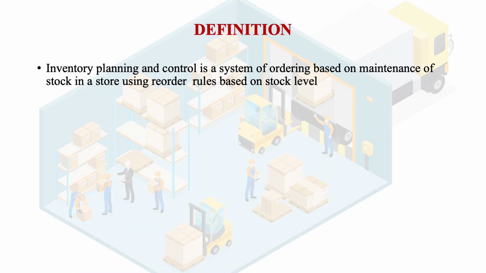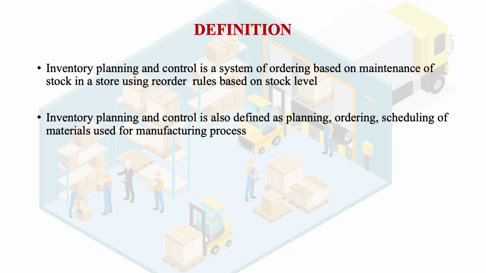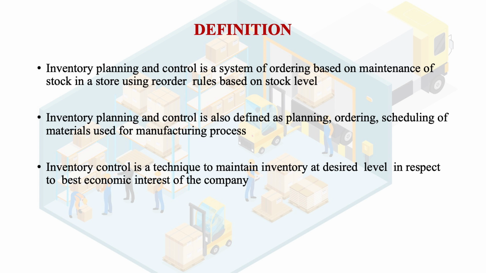Definition means that inventory planning and control is a system of ordering based on the maintenance of the stock in a store, using reorder rules based on the stock level. These definitions are made on the basis of attributes of the importance of inventory planning and control. The next definition is that inventory planning and control is also defined as planning, ordering, and scheduling of the materials used for the manufacturing process. Inventory control is a technique to maintain the inventory at the desired level with respect to the best economic interest of the company.